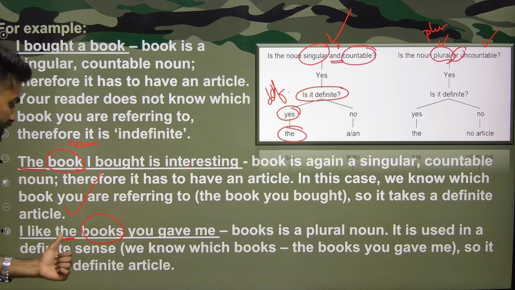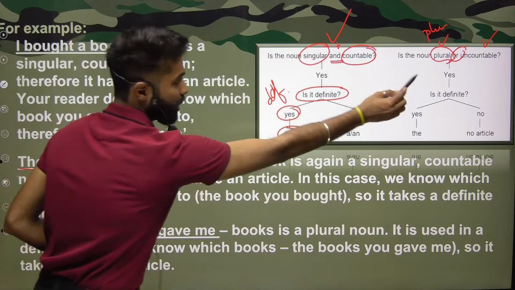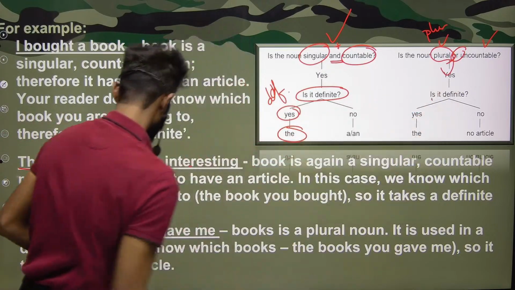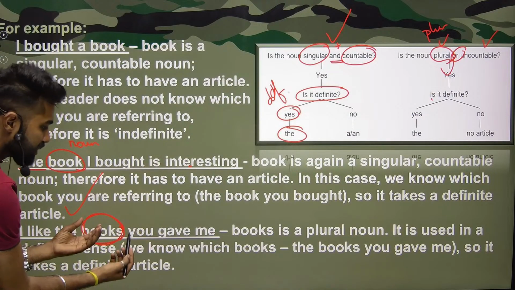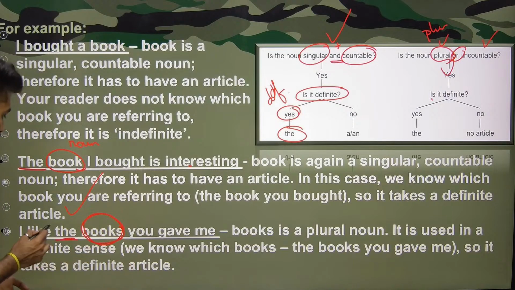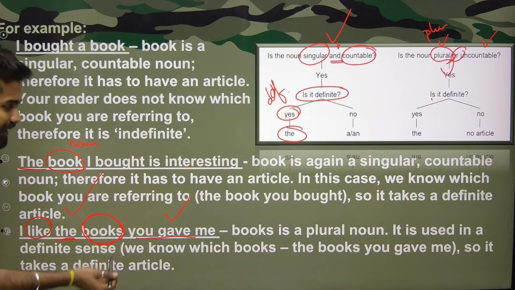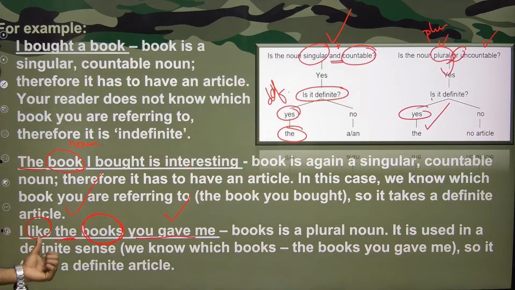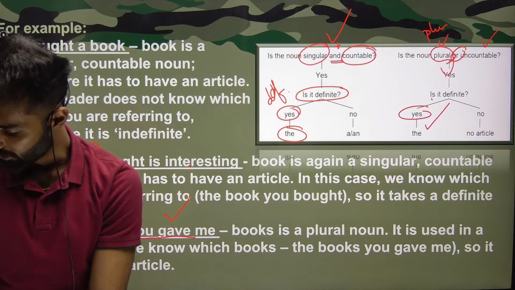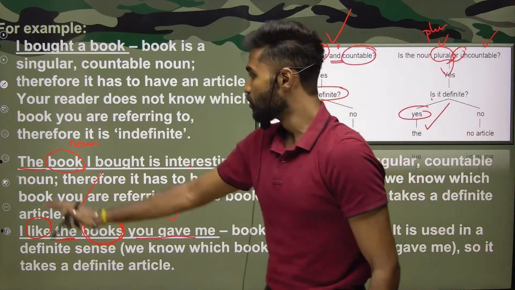All right. The books you gave me here, books is plural. Yes, sir, it is plural. Is it definite or not? I like dash books you gave me. Now I am having a detail about it. Why? Because I'm already liking it and you gave me. I know who gave me the book. So I have a detail about the book. So it is definite. So I'll be using the. I like the books you gave me. That's it. All right. Jyoti, definite, plural. Correct answer, Jyoti. All right. Okay. Shall we move to the next one?